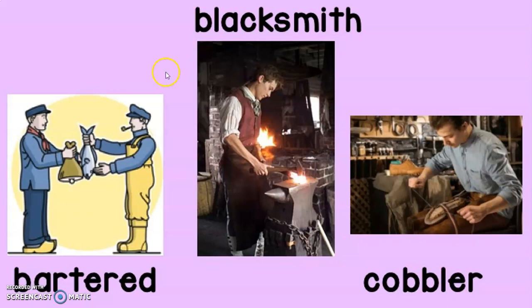Our next vocabulary word is blacksmith. A tradesperson who melts hot iron and uses tools to hammer, bend, cut, and shape the metal into a variety of objects such as horseshoes, tools, and cooking utensils. Our next vocabulary word is cobbler, a person who makes and fixes shoes. A shoemaker.